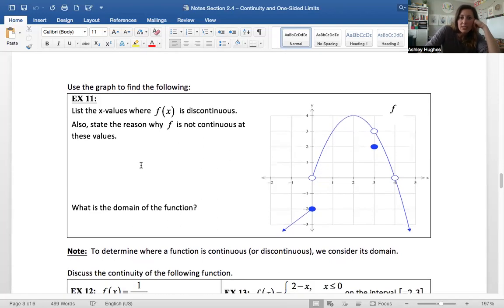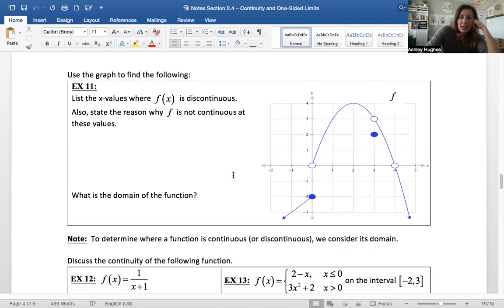The x values for which f is discontinuous. Okay, so the really easy way to just figure this out is where do you have to pick up your pencil? Okay, where are there these weird things going on in the graph? Hopefully you see the first one is here. I'm going from left to right. I have to pick up my pencil here. So at x equals 0. The next one is x equals 3. The next one is at x equals 4.